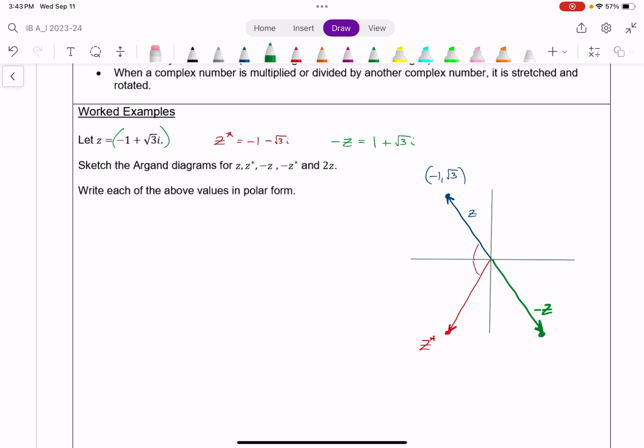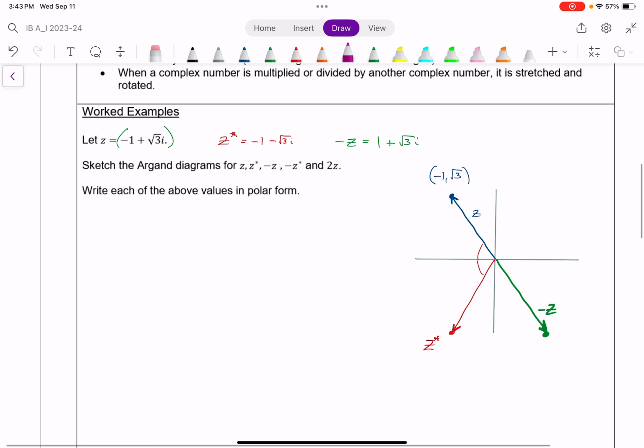And finally, I have 2z. And so 2z is just 2 times what I had. So it'll be -2 plus 2 root 3i. And so geometrically, it would be the exact same vector as z, just twice as long. And so I'll just eyeball this as looking something like this, and then twice as much to there. Writing on top of my own work, the coordinates at that point would be -2 and 2 root 3. All right, there's my geometric approach.